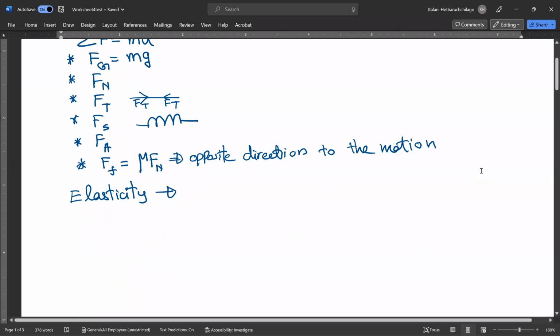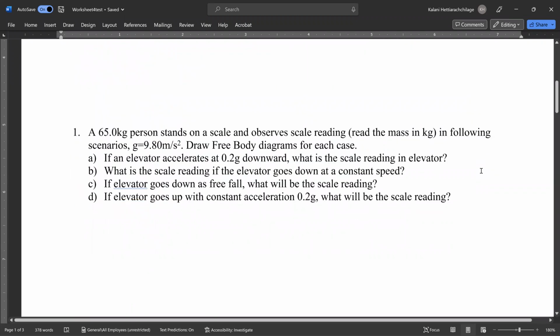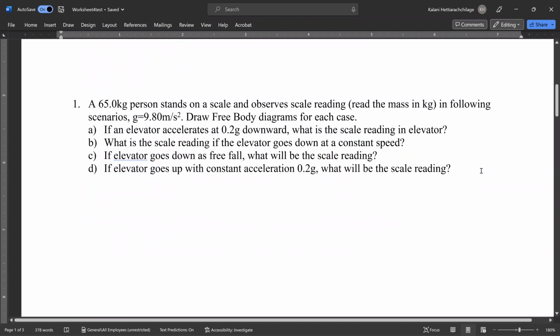Okay, now let's move into the first question. Question number 1 is very simple: when a person rides an elevator, how does the mass of the person change on the scale? A 65 kilogram person stands on the scale, and the observed scale reading is in kilograms. In the following scenarios, determine the reading and draw a free-body diagram for each case. Okay, let's move into part A.